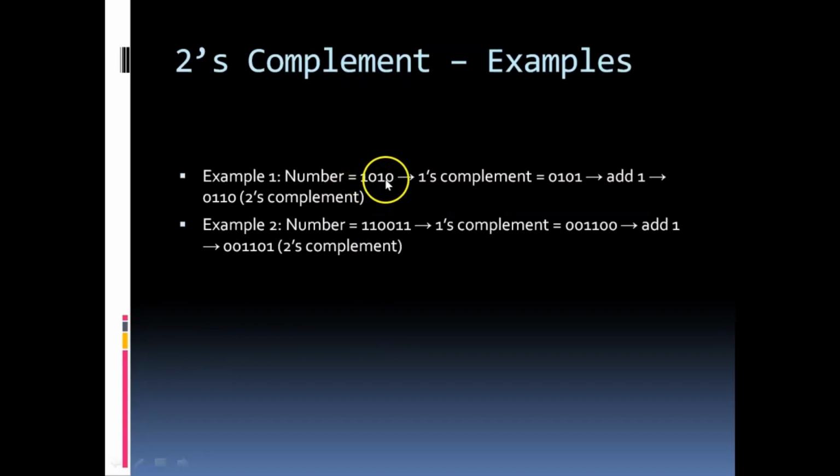See the example here, 1010 is your number. So the 1's complement of this will be 0101. Digits are inverted. Then add 1 to it to make it 2's complement. So when you add 1 to this number, 1 and 1 will give you 10.